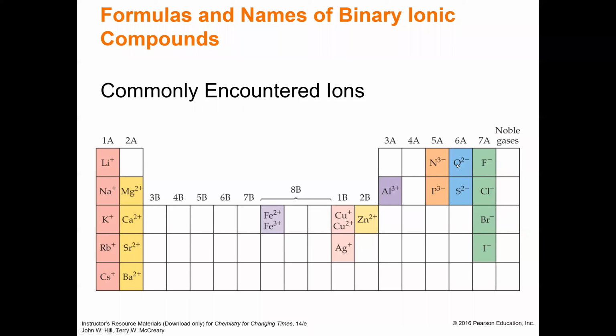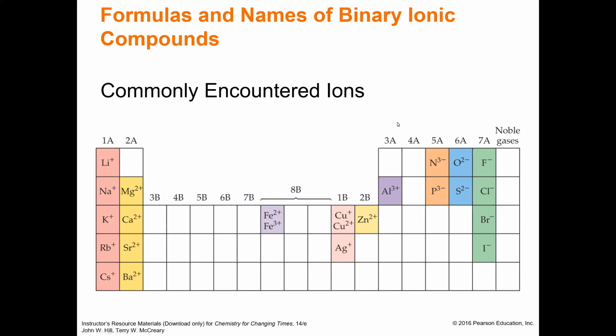And it kind of makes sense based on the trends we already talked about, where the 7A, right, they have 7 valence. They need 1 more. Once they gain that 1, they become -1. 6A, they have 6 valence. They need to gain 2 to get to 8. Therefore, -2. 5A, they have 5 valence electrons. They gain 1, 2, 3 in order to get to noble gas. Therefore, the charge is -3.